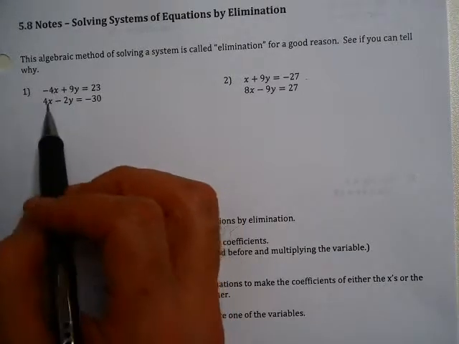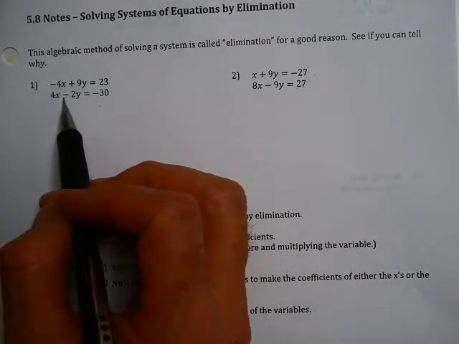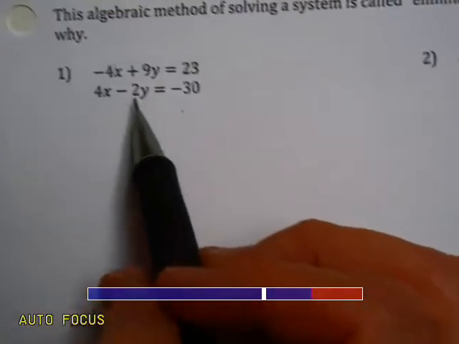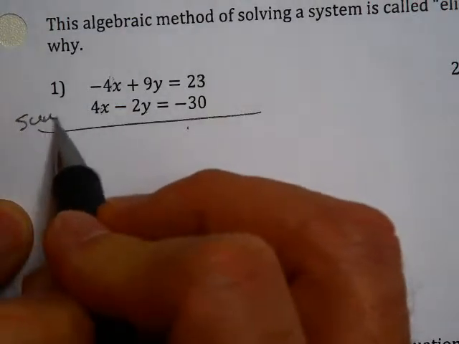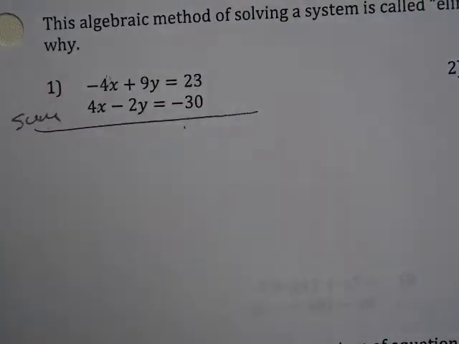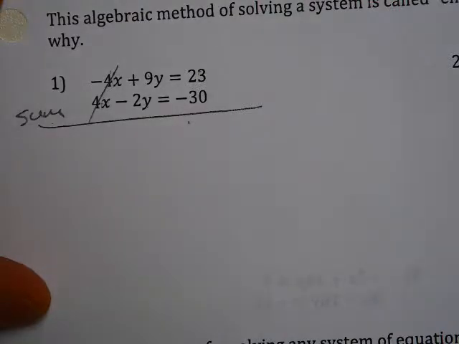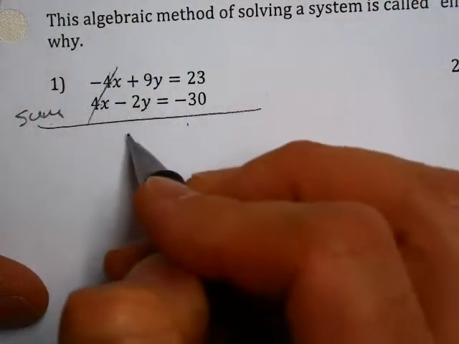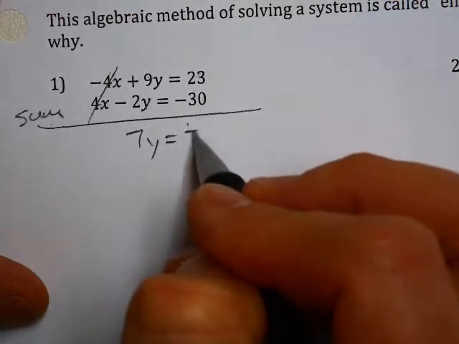But what do you notice about these two values, the 4x and the negative 4x? They're opposites, right? Which makes this really nice. I'm going to take the sum of both of these equations. Now, to do elimination, and for it to work, something has to cancel. And in this problem, the x's cancel naturally. So those guys cancel, and I get 9 minus 2, that's going to be 7y, and 23 minus 30, that's negative 7, I think.